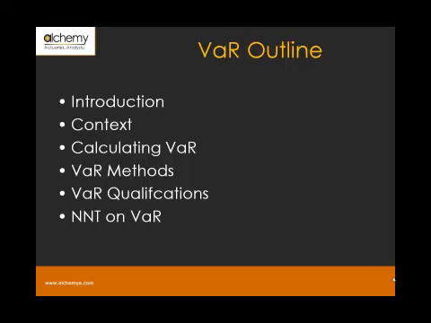Tools like value at risk have a number of issues. We look at some qualifications around these issues and also review what Nassim Nicholas Taleb has to say about how these issues and qualifications could possibly be addressed.